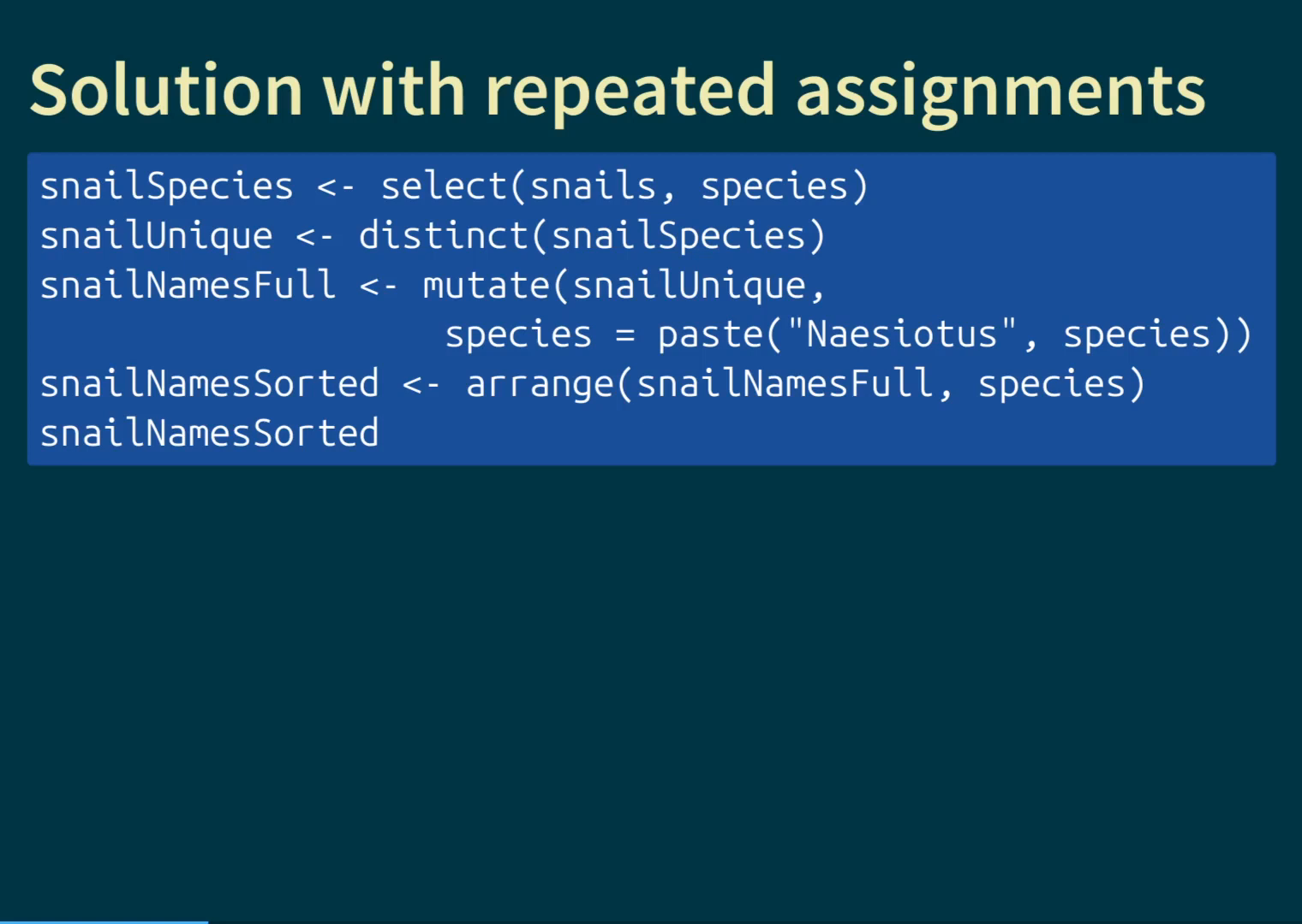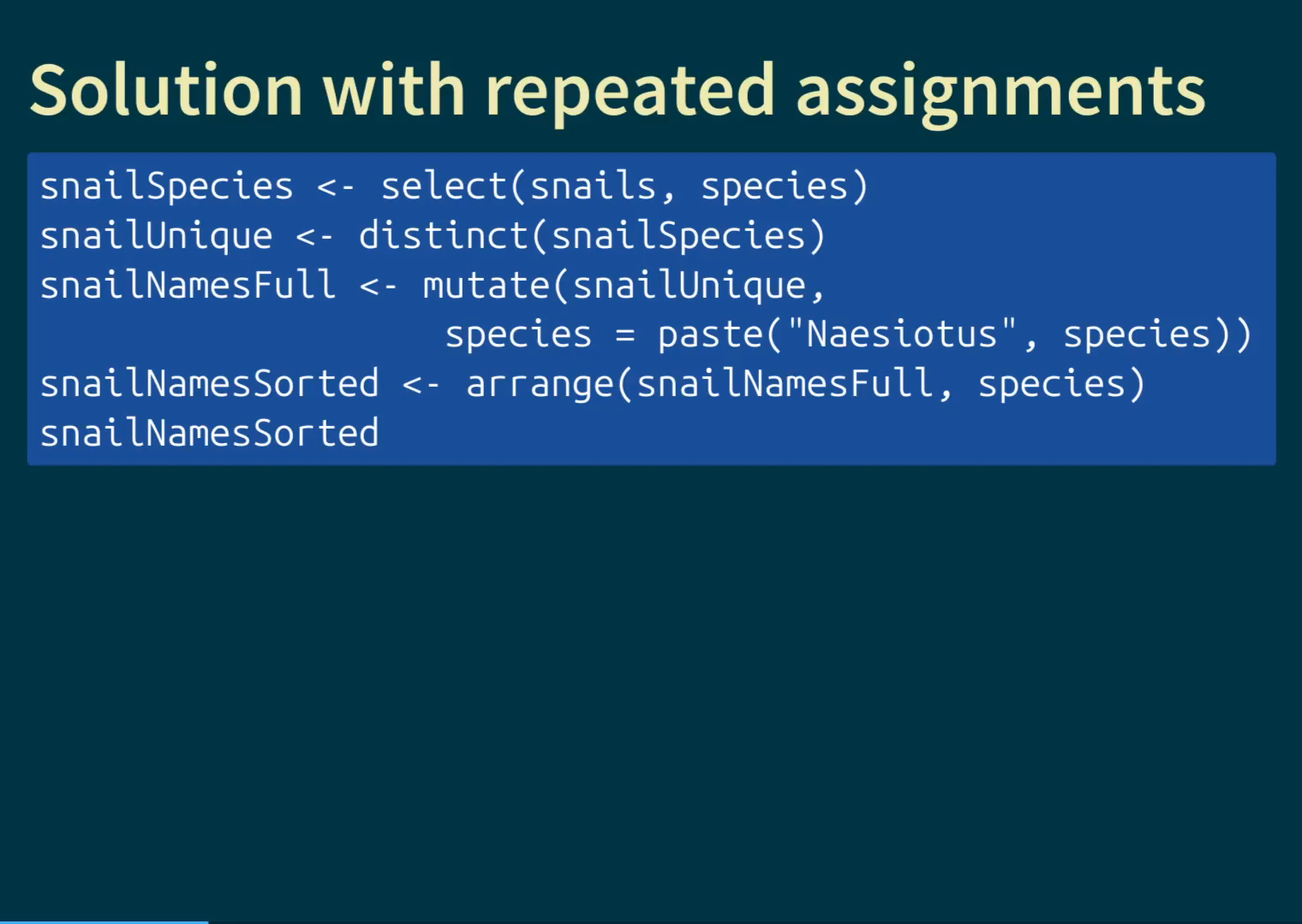In the next line, we deduplicate. So snail_unique is another variable to which we assign distinct(snail_species). And snail_species is a result of the previous line, namely, it is the table with the single column. So now we deduplicate those entries. So snail_unique will end up with a table which has a single column and only as many entries as many species. So that is, in a way, the solution to our original simpler problem. Moving on with the solution, next we define snail_names_full, which will simply attach the genus name Nesiotus to each of the species. How is it being done?